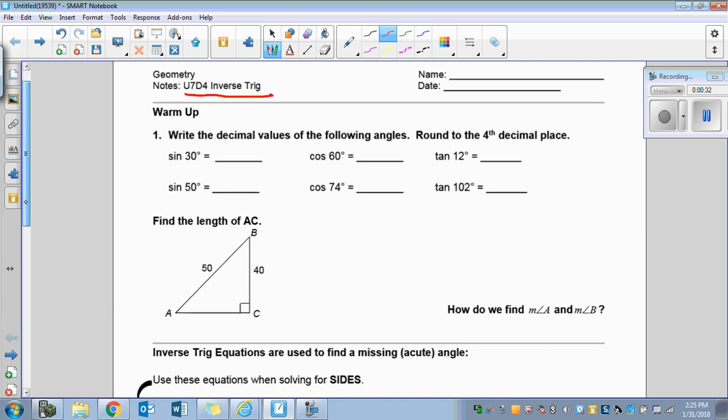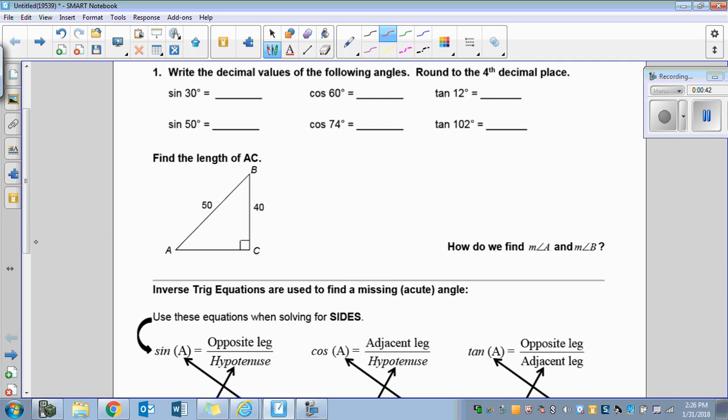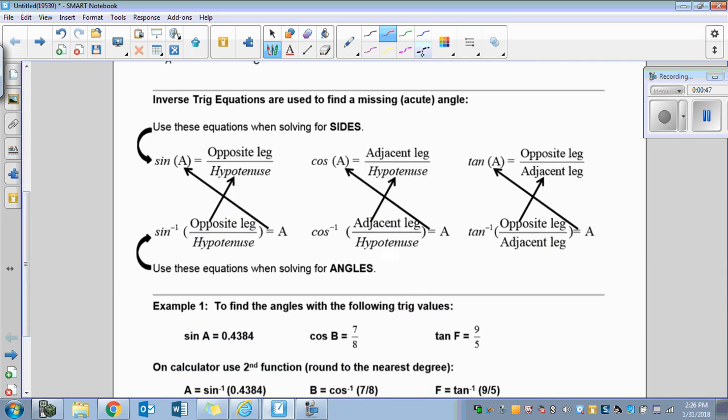Okay, so this first part is a warm up. You can plug these into the calculator. Use the Pythagorean theorem to find AC. So inverse trig, we're going to use this to find the missing acute angle. Remember, our reference angle cannot be the 90-degree angle. So instead of sine of A being opposite over hypotenuse, this is what it means: the sine inverse of opposite over hypotenuse is equal to the angle.